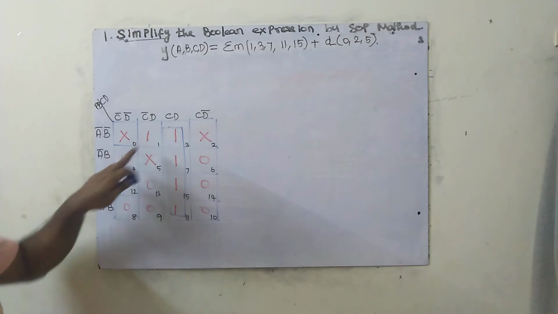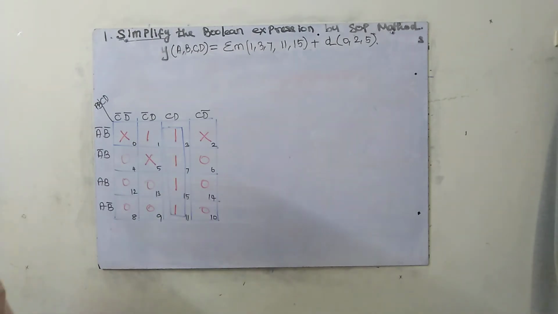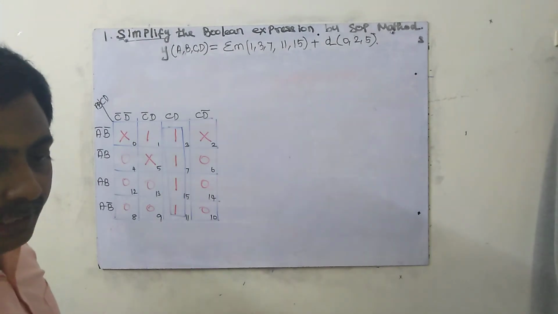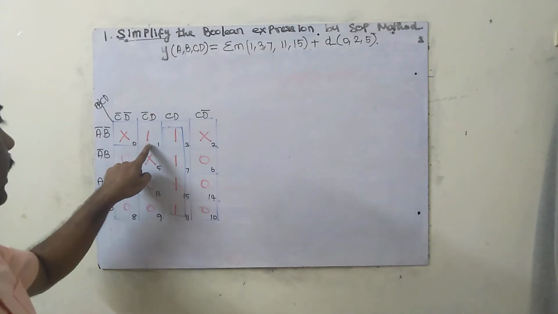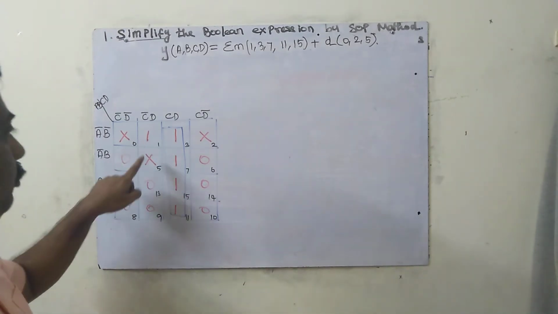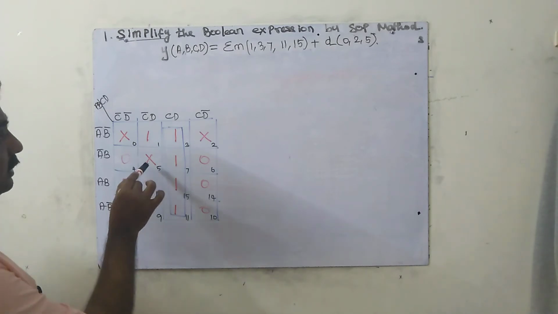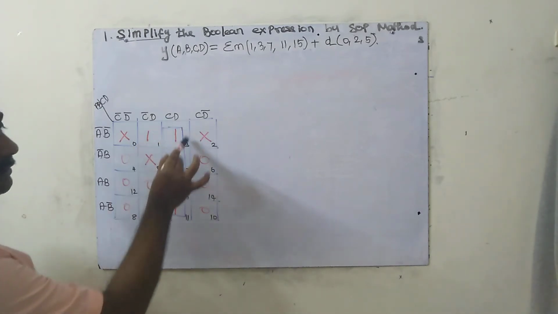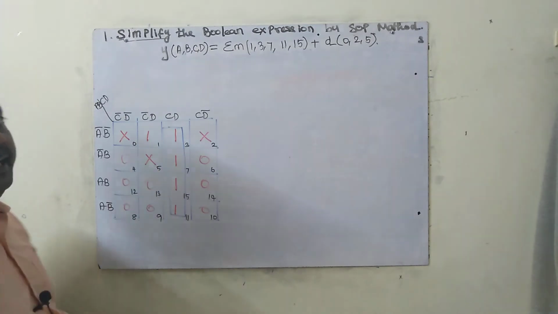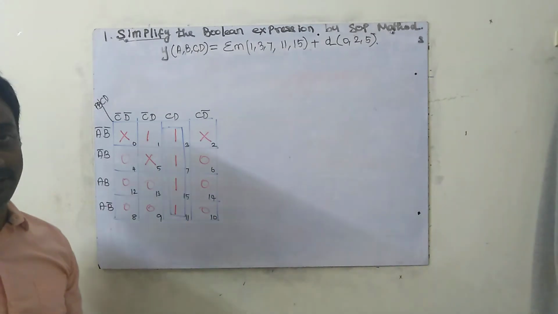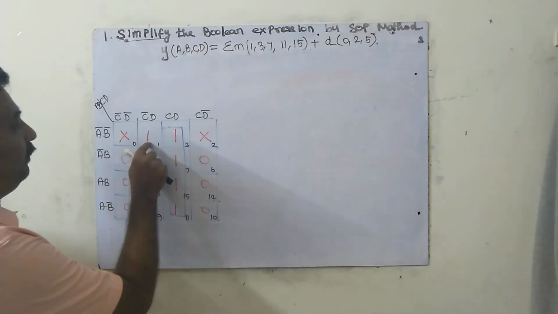Okay, next, this one. How can I box? See, if the don't care condition is not there, I have to box only 2. Now how can I box? I can box with this X, I can box like this 4, or I can box like this. Anything you can do. That is your choice. It's not mandatory for this one.